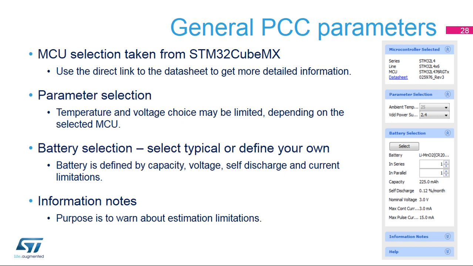The General PCC Configuration pane is mostly informative, summarizing the selected MCU and the default power source. Parameters such as temperature and voltage may even be defined depending on the MCU selected and the available power consumption data. The battery selection pane is used to select or define a battery type. The battery source is optional, and if defined, may be used in only selected sequence steps, simulating a device that works both independently and connected to an external power source. Information and help sections include useful notes for the user.